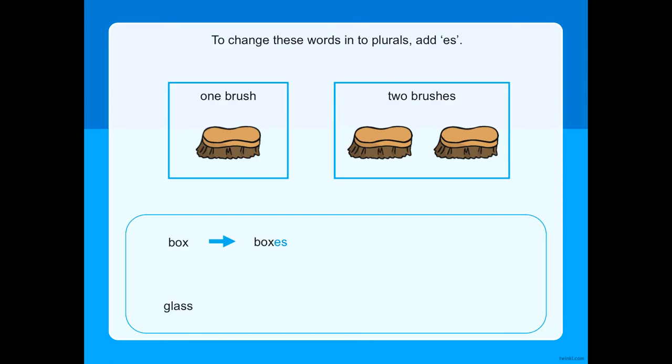Glass, got that hissing sound at the end, becomes glasses. Dish becomes dishes. Church becomes churches. So you can see here we've had to add the ES suffix to the end to make sure those words can be pronounced correctly.